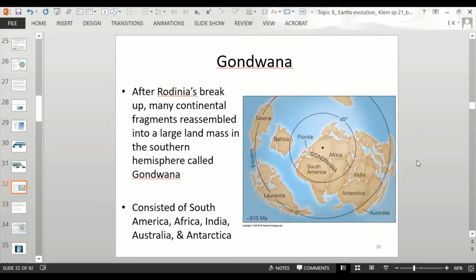So after Rodinia broke apart, many of the continental fragments reassembled into a large landmass in the southern hemisphere that we call Gondwana. So here's the southern hemisphere. Here is the equator. This is Gondwana. So look at Antarctica over here near the equator. That's fun, right? Look at Siberia on the equator.